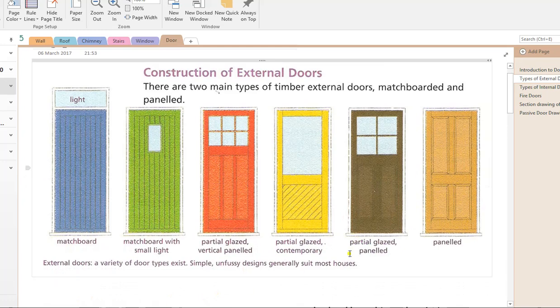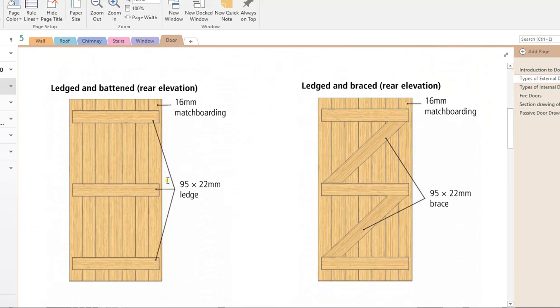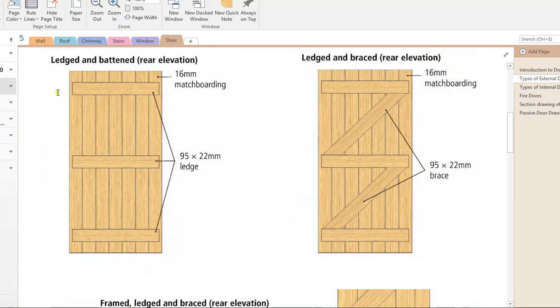And the reason it's called a panel door is because there's 4 panels used in the actual door. Okay, so you've 1, 2, 3, 4. This here would be a partially glazed panel door. Now what we have in this diagram here is a ledged and battened door found on many garden sheds.